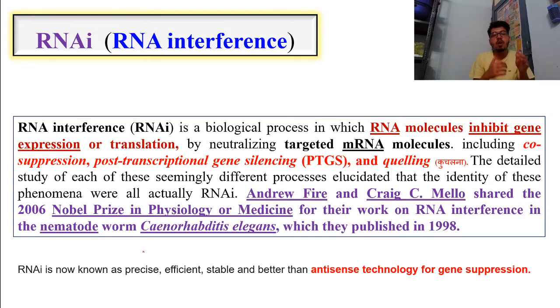The detailed study of each of these assemblies is entirely different, and all of this is collectively called RNA interference. This was discovered by Andrew Fire and C.C. Mello, who shared the Nobel Prize in 2006 in the field of physiology and medicine. For this, they worked on Caenorhabditis elegans, that is C. elegans, and RNAi is very precise, more efficient, and better than antisense technology of gene suppression.